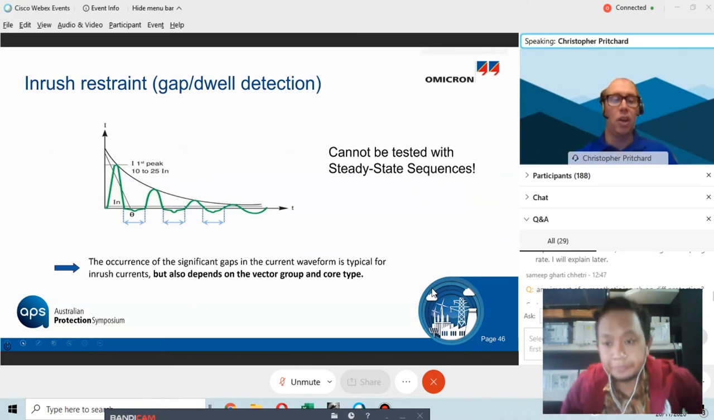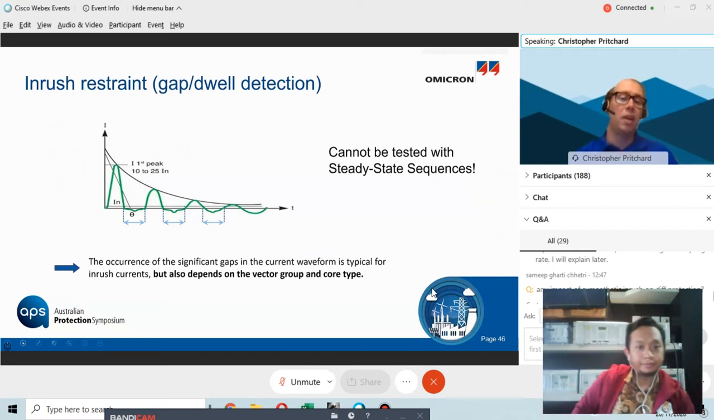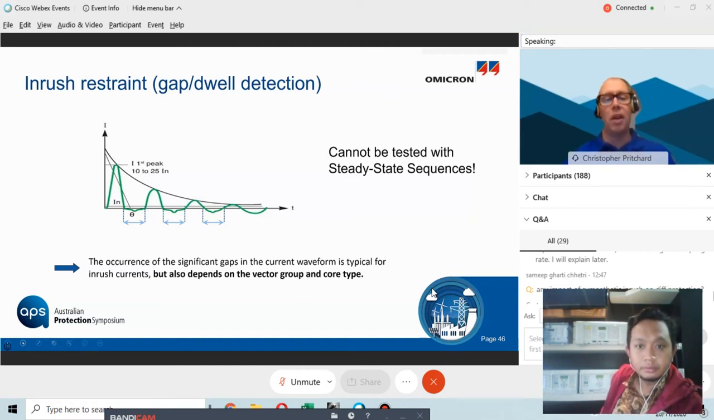Second harmonic counting is not always a 100% reliable method to detect inrush currents. So again, relay manufacturers are very smart. What they do is they not only look at harmonic content, but they look at the waveform in the time signal domain. So they look at this very characteristic dwell or gap in the inrush current. And by detecting this dwell or gap, they detect an inrush condition.